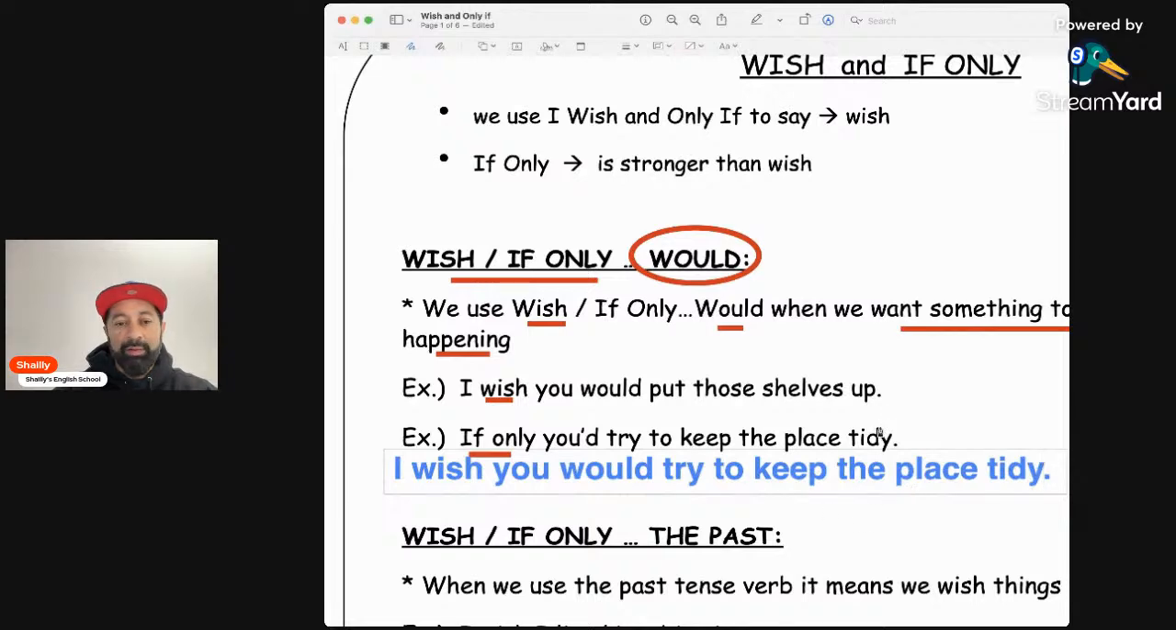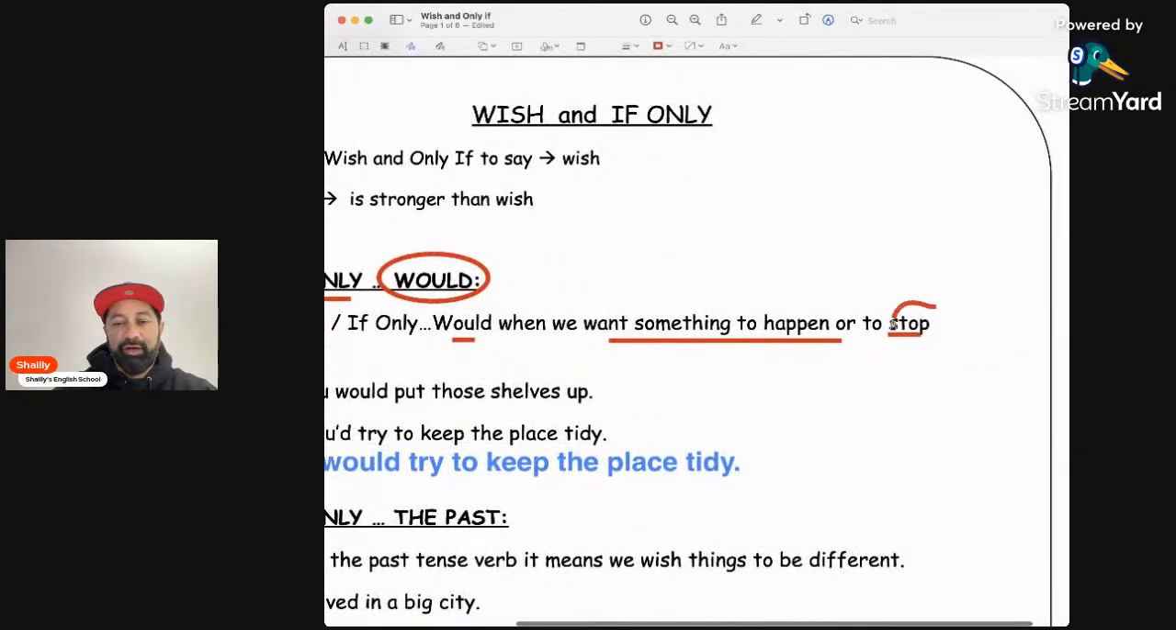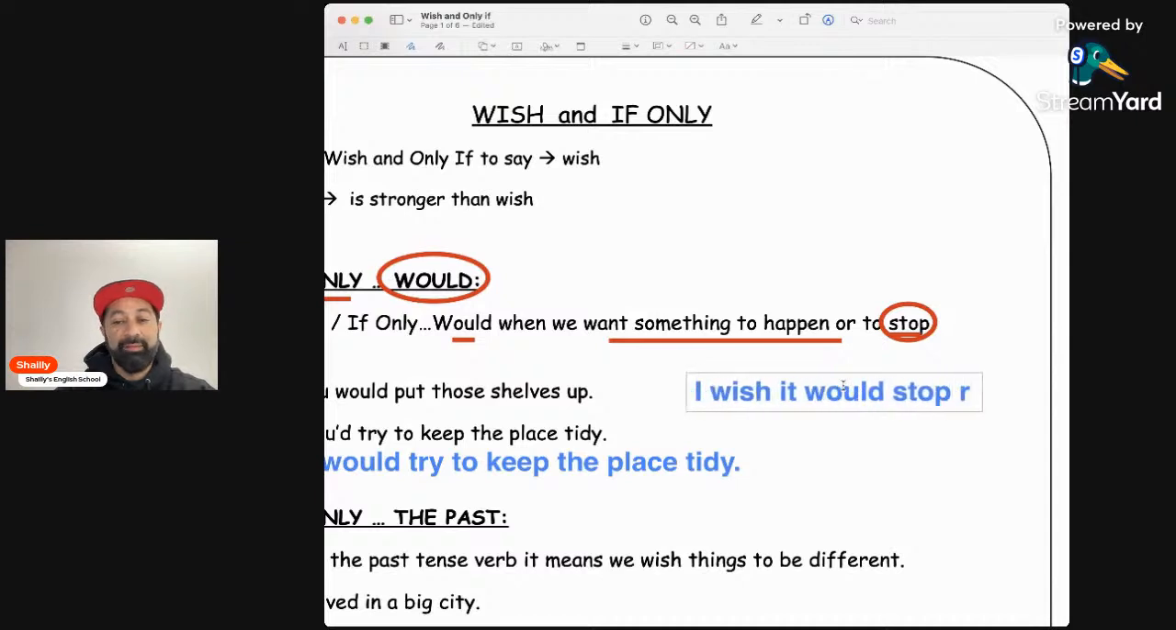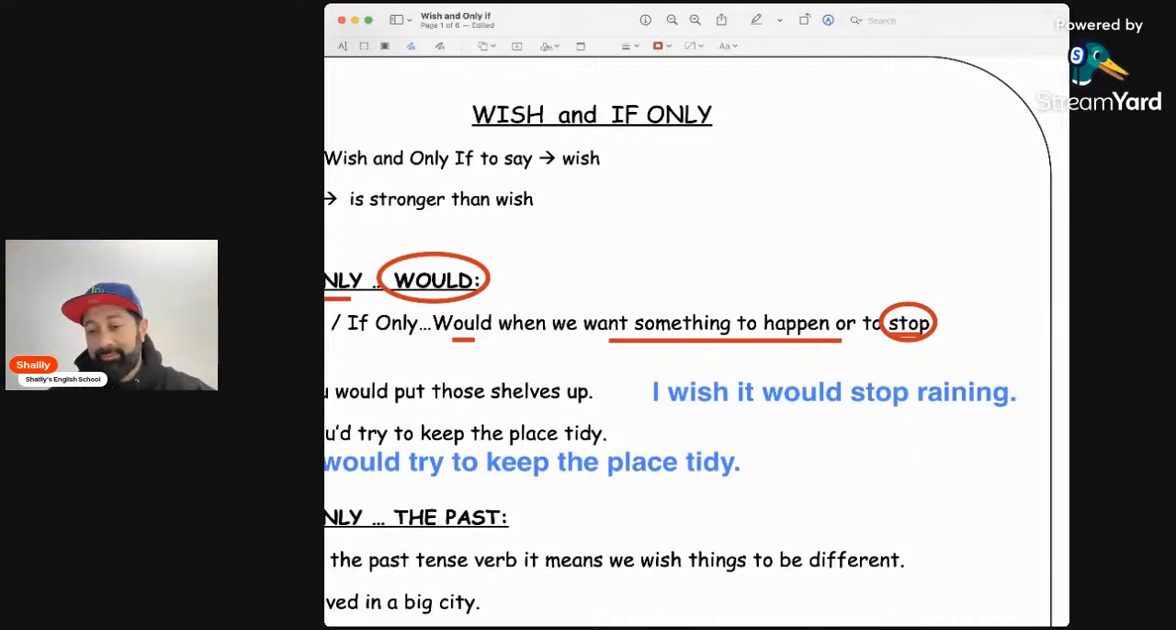Okay, let's look at one more example. Let's look at the stop action. You want something to stop happening. I think a really easy example sentence for this is, I wish it would stop raining. Does everybody understand that? I wish it would stop raining. So you want the rain to stop.